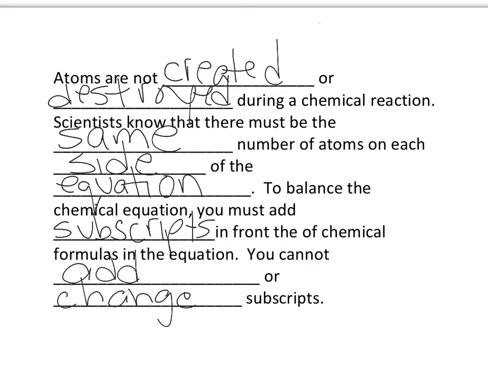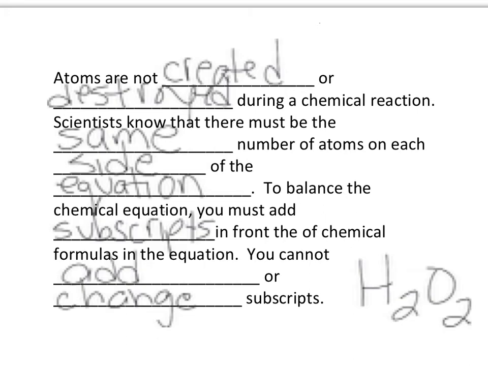That's because if you change the subscript, you would be a wizard who could change the identity of an element. For example, if you had some water, H2O, and you were to add a 2 onto the end, you no longer have water, you now have hydrogen peroxide. You cannot change water to hydrogen peroxide. But what you can do is change how much water is present in the equation.